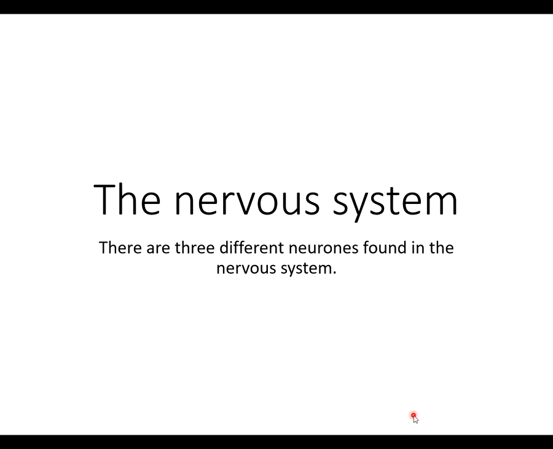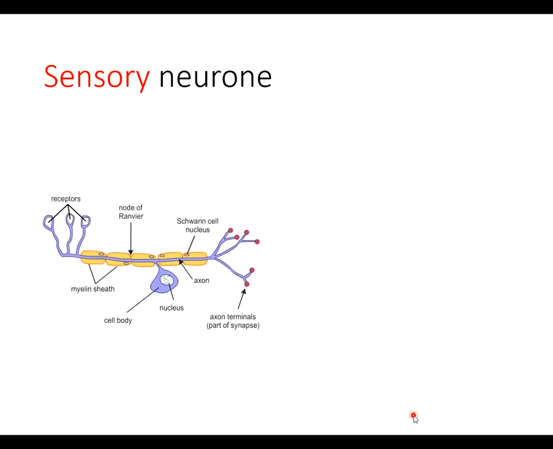Now, for the rest of this, we're going to concentrate on the nervous system. And the first thing we're going to look at are the 3 different neurons. So again, as we go through this, you need to fill in your accompanying worksheet. So the first neuron we're going to look at is what we refer to as a sensory neuron. And they look a little bit like this.